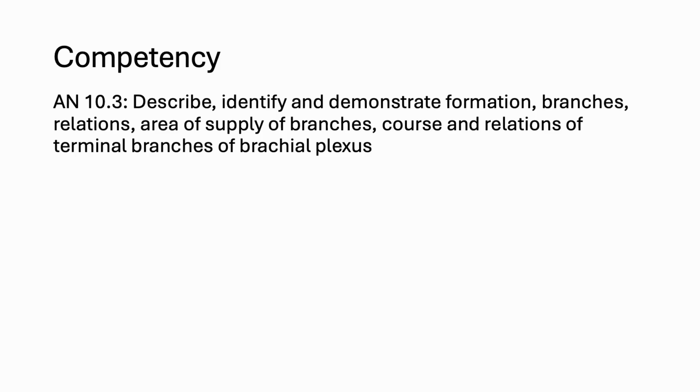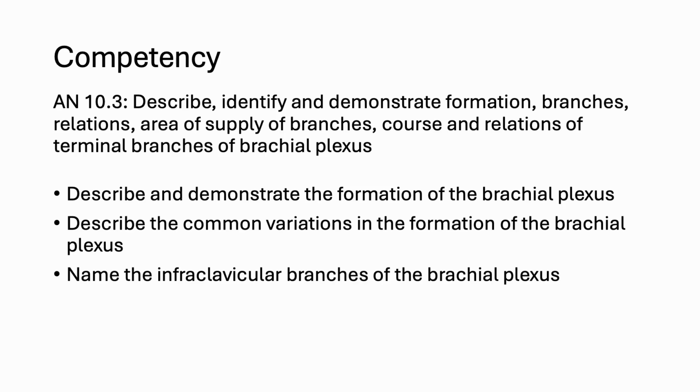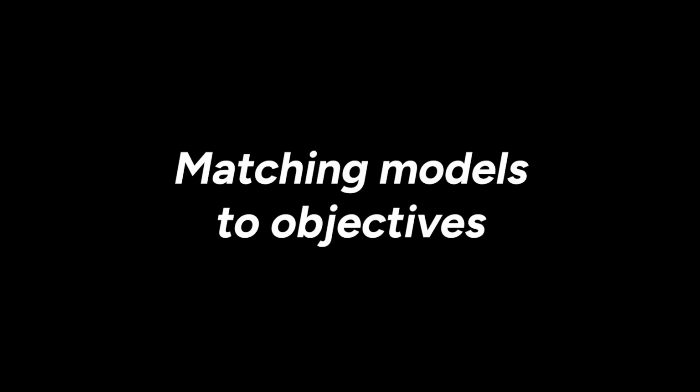So this is the competency that I've selected, AN 10.3. Describe, identify, and demonstrate the formation, branches, relations, area of supply of branches, course, and relations of terminal branches of brachial plexus. So it's quite a big one. Now, here are some specific learning objectives that I have made to break it down. So let's go through each of them. The first one is describe and demonstrate the formation of the brachial plexus. So we will switch to the Complete Anatomy app over here and try and target that specific learning objective.